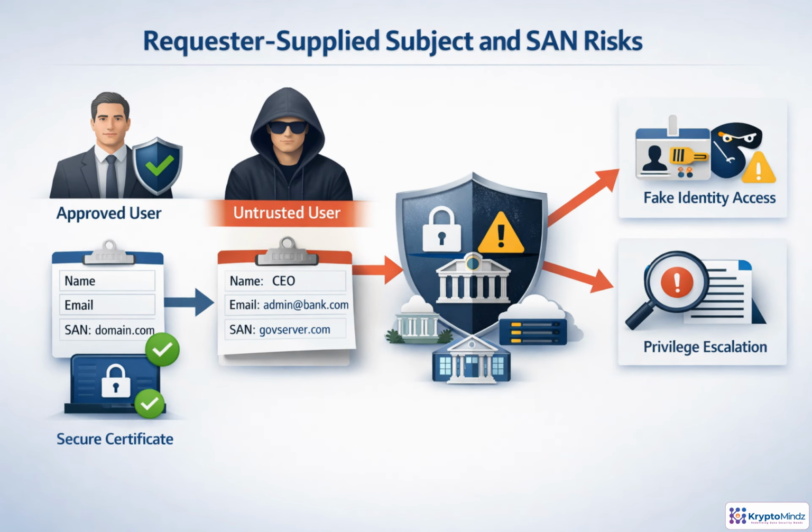Subject and SAN handling is your next control point. When a certificate subject or SAN comes directly from Active Directory, you're essentially saying, I trust the directory's view of this user or device. When those same fields can be typed in by the requester, you're saying, I trust whatever they claim. Because SANs often drive authentication, that's dangerous. Treat any template with requester-supplied identity data as privileged. Limit who can use them, enforce approvals, require justification, document ownership, and monitor them closely.